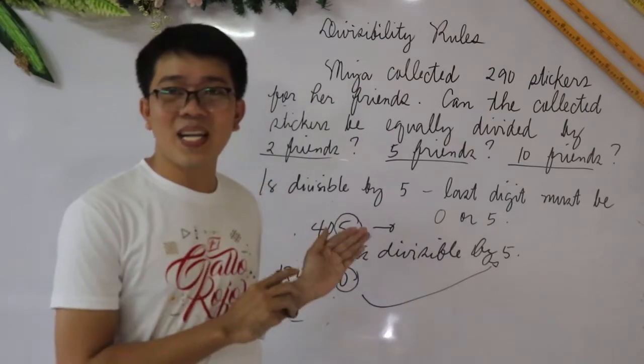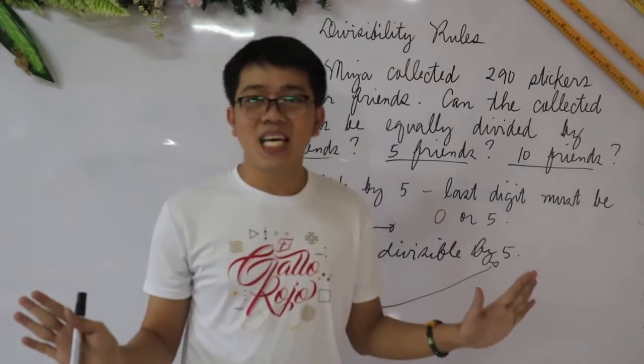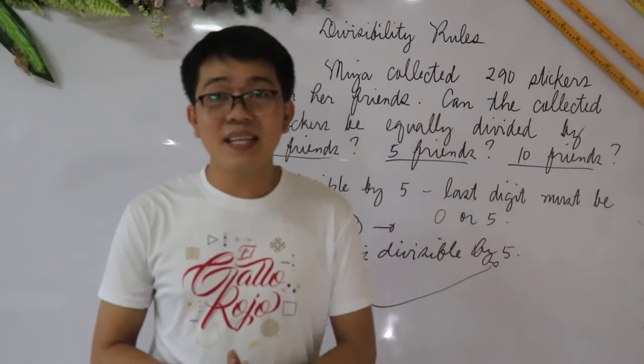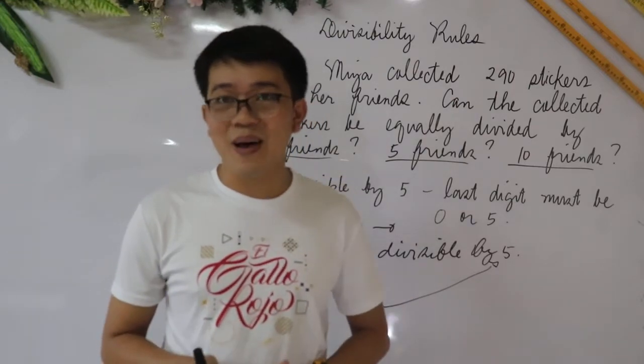Now that you know how to identify if a number is divisible by 5, let's move on to divisibility rule number 10.